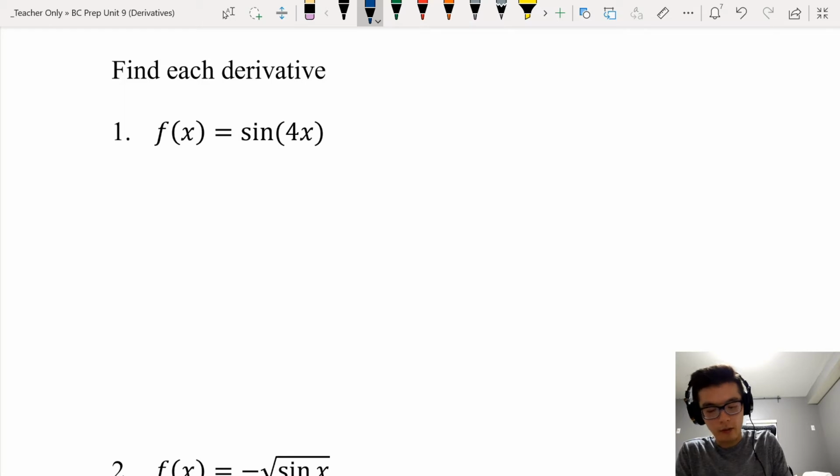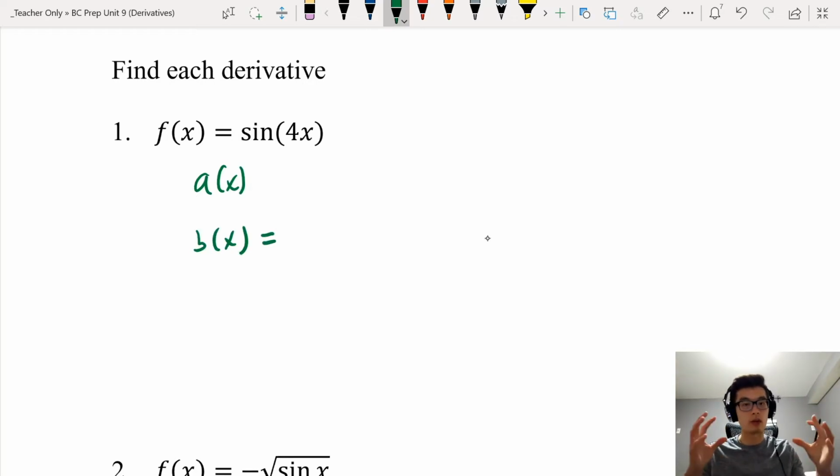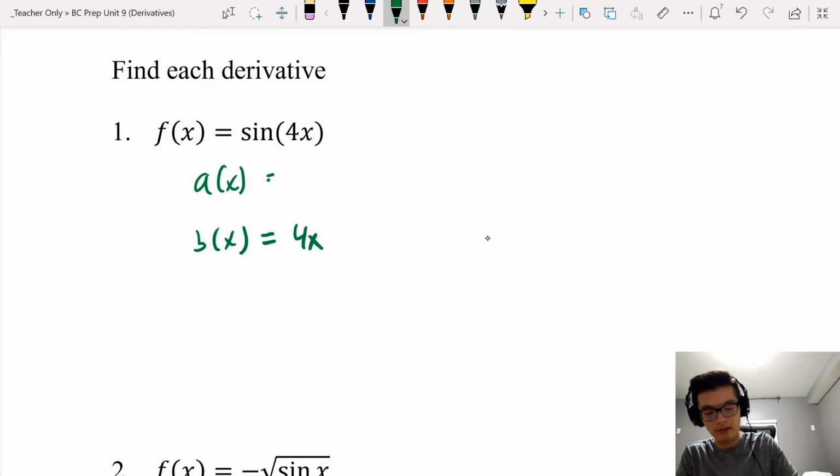We've got sine of 4x. And so inside here, let's figure out what a, or the outside function, we call it a, and the inside function is b. If you prefer the inside function first, whatever is in parentheses or whatever is being grouped or contained by something. So it seems like the 4x is being contained by the sine, and hence why I'm going to write it like this.